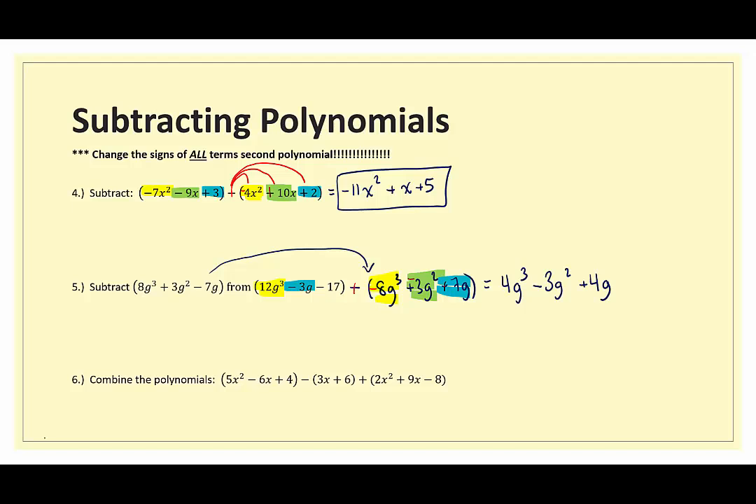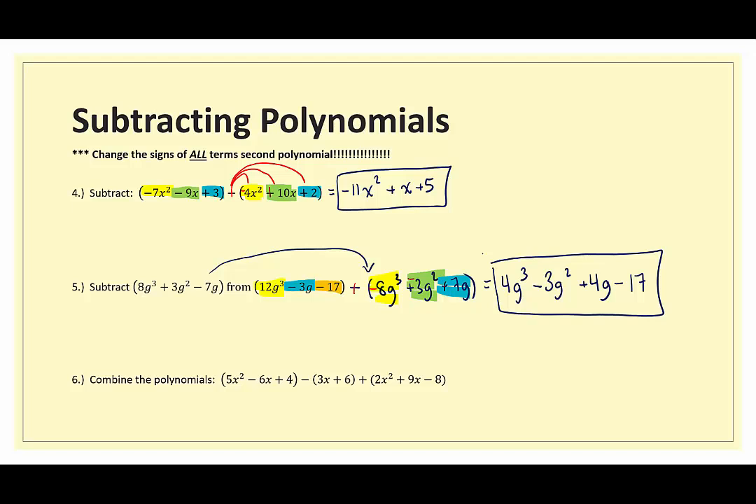And last but not least, I have this minus 17. And since it's the only constant, we would just say minus 17 at the end. And this would be our final difference. So when we subtract things, we can say that the answer is the difference. The difference between those polynomials is 4g cubed minus 3g squared plus 4g minus 17.